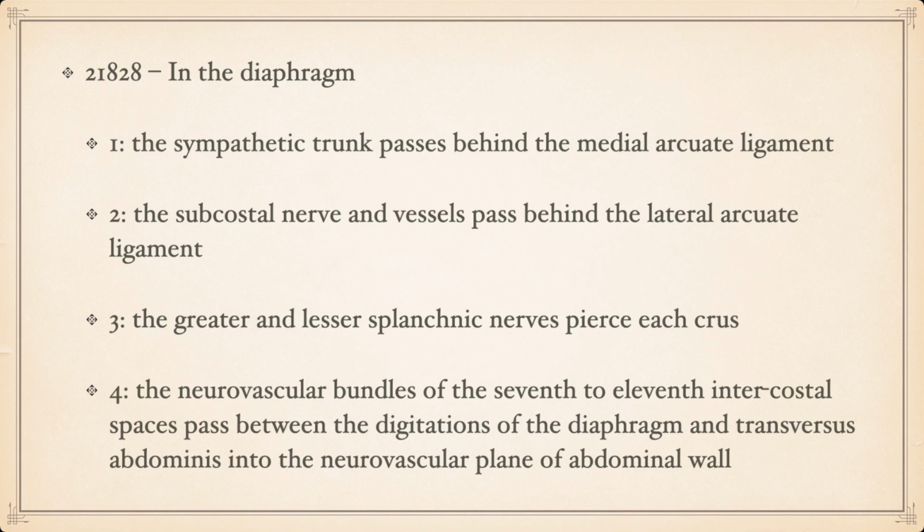So those are very common questions in the GSSE. You're likely to get asked about it. Number 4 is really one to use as a discriminator. It is true. So the neurovascular bundles of the 7th to 11th intercostal spaces do pass between the digitations of the diaphragm and transversus abdominis into the neurovascular plane of the abdominal wall. So that neurovascular plane between the innermost and the internal intercostals is the same as the neurovascular plane in the abdominal wall.